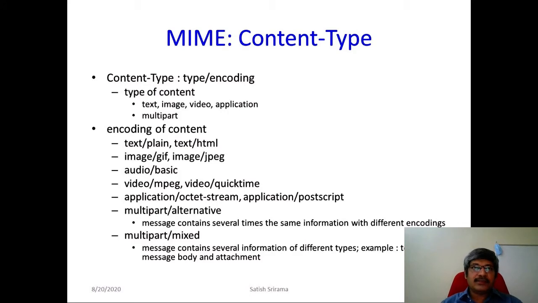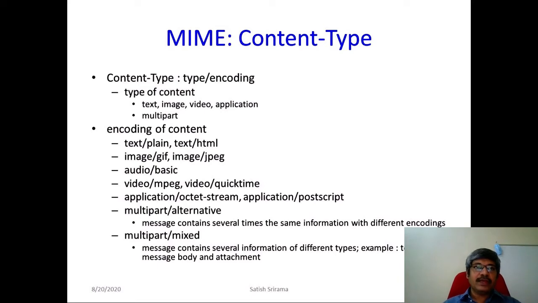So let's look at this content type header in a little bit of detail. This is a very critical one. The content type basically has two parts: one is the type part, and the other is the encoding part. The type of the content is put in the type place. The types can be text, message, image, video, application, or multi-part. We'll see examples for that.